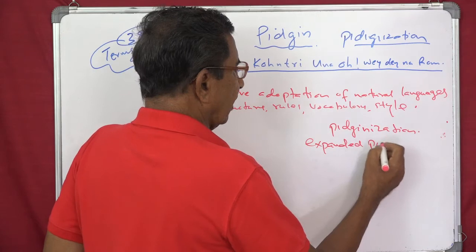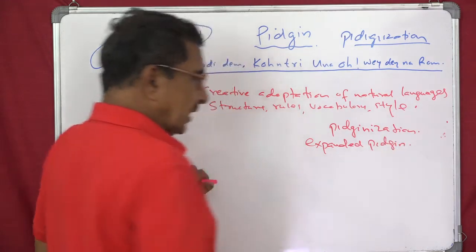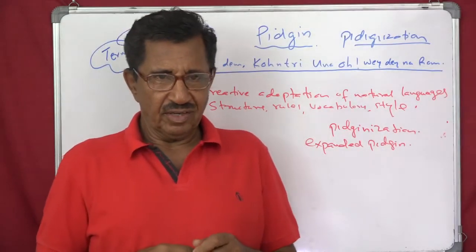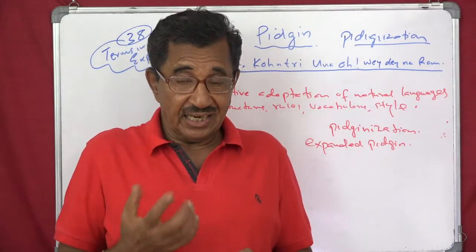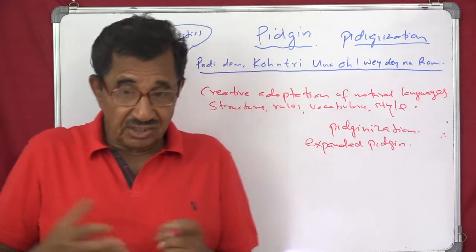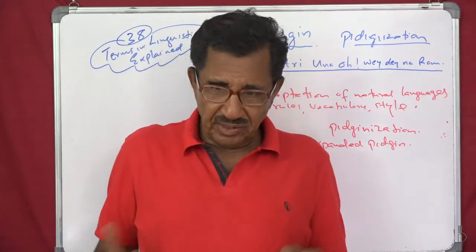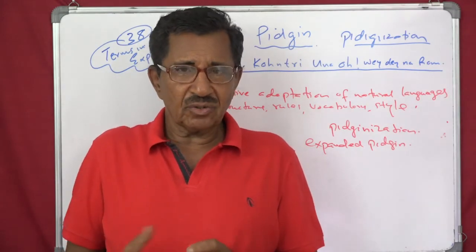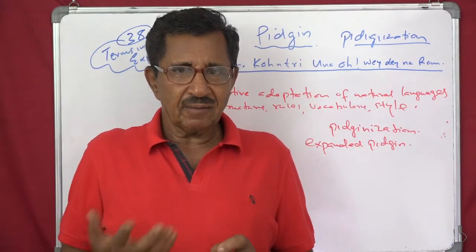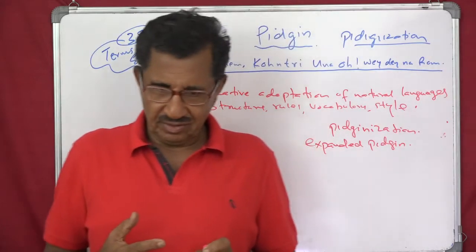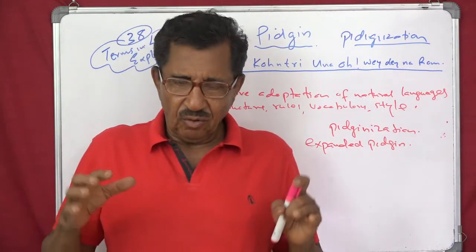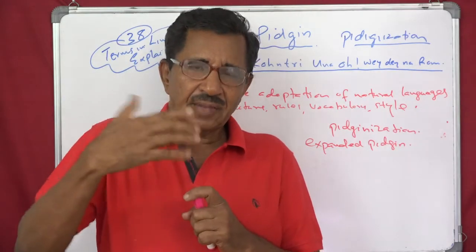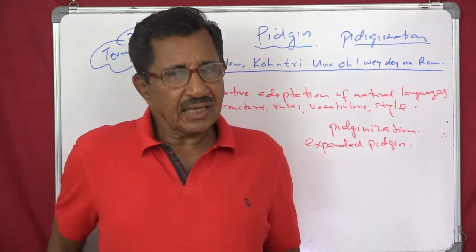Expanded Pidgins you have in the West Indies, Papua New Guinea, Nigeria: English-based Pidgins, French-based Pidgins, Spanish-based Pidgins, Dutch-based Pidgins, Portuguese-based. So most of these Pidgins are based on European languages. Understand? So adaptation: once you adapt and create a new system, that process is called Pidginization.